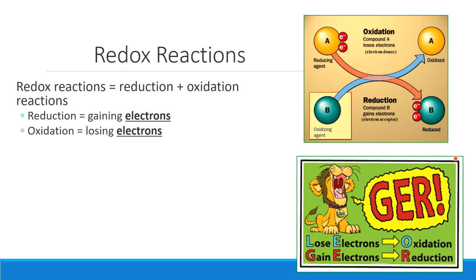A good way to remember whether we're gaining or losing electrons in these processes: if we lose electrons, that's oxidation. My lion here is named Leo. If we gain electrons, that's reduction. Leo says grr. So whatever way you have to help you keep track of losing or gaining electrons, here's mine. Leo says grr. Helps me to remember that I lose electrons when I'm oxidized. I gain electrons when I'm reduced.